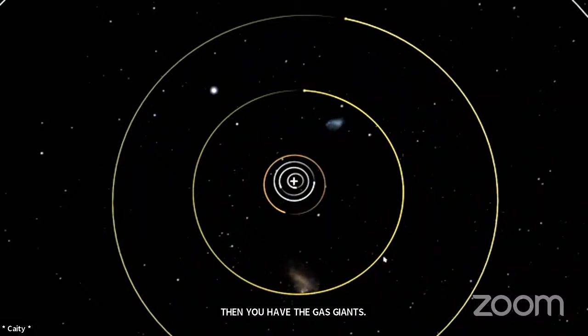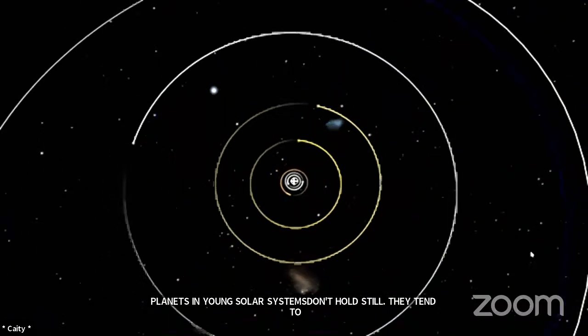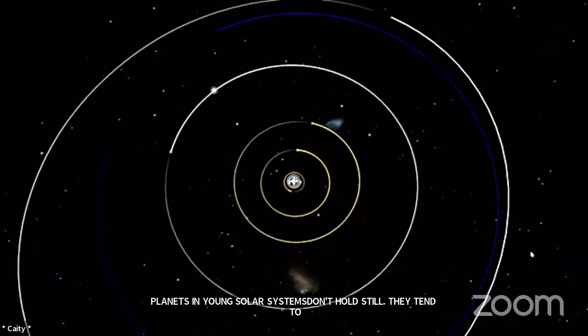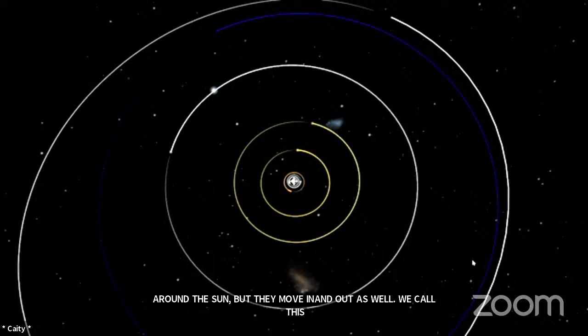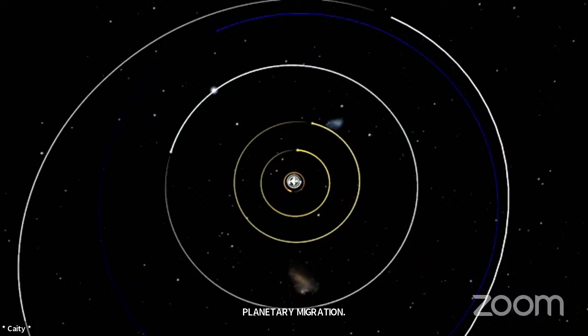This is how we're used to our solar system looking. But it turns out that planets in young solar systems don't hold still. They tend to move around. Of course, we're used to them moving around the sun, but they actually move in and out as well. We call this planetary migration. And obviously you can't really see that happening in our solar system. Our solar system is an older, more stable solar system, so things aren't moving around very much. But we can see evidence of this migration when we look at other solar systems.